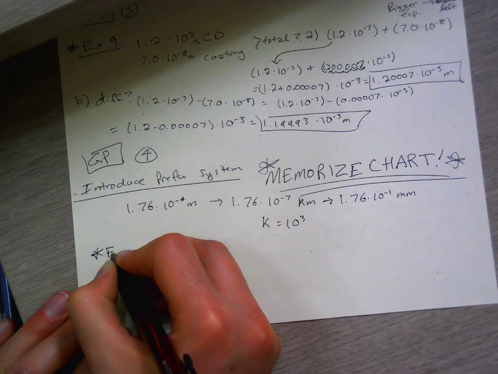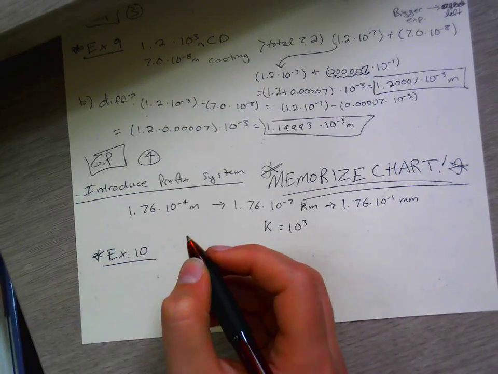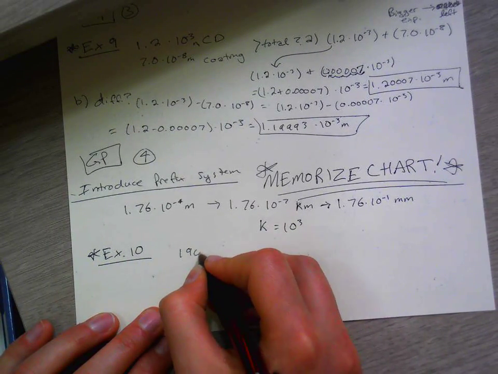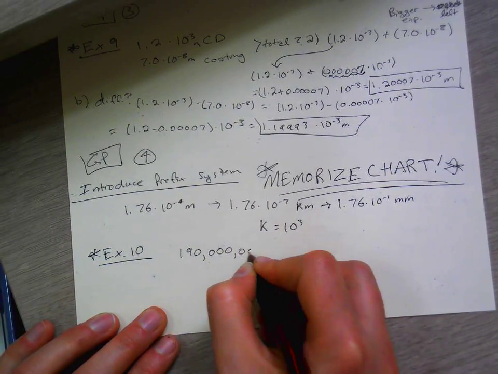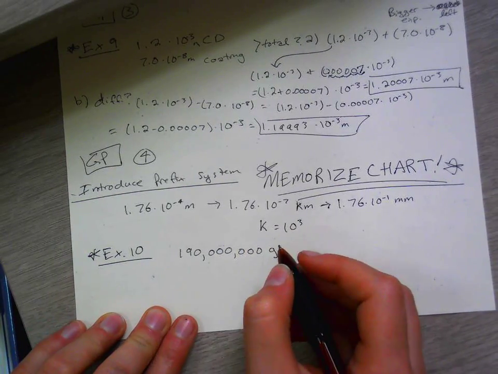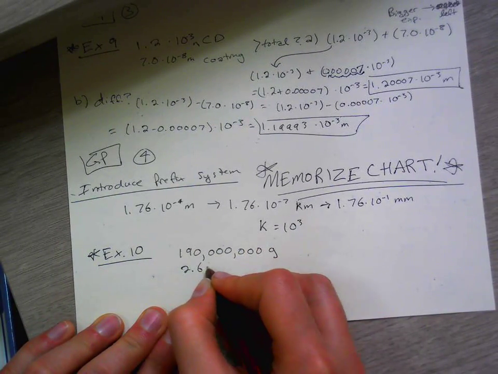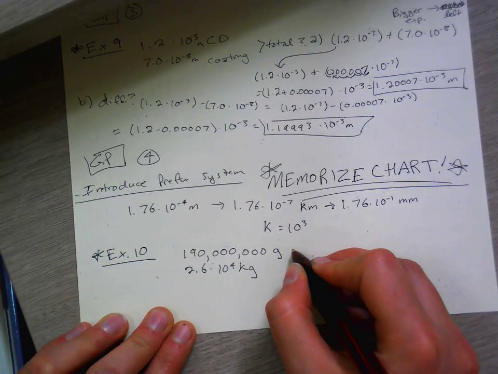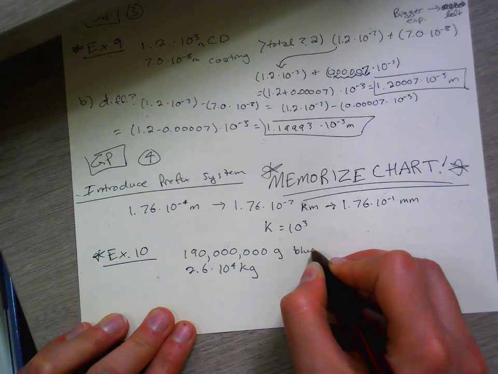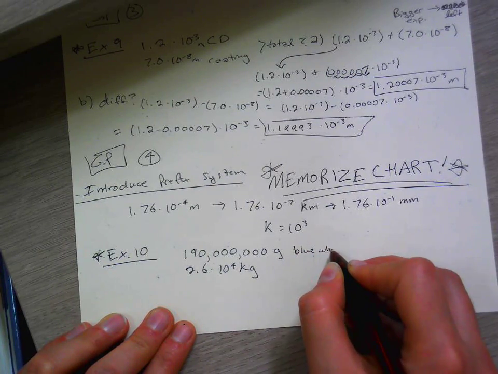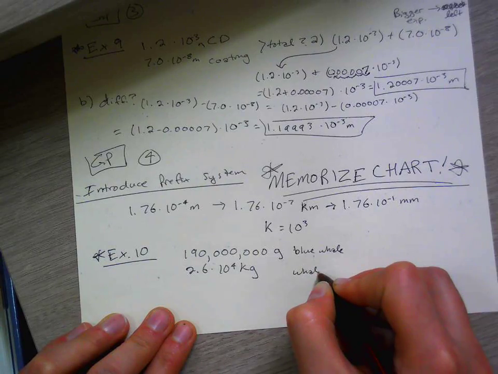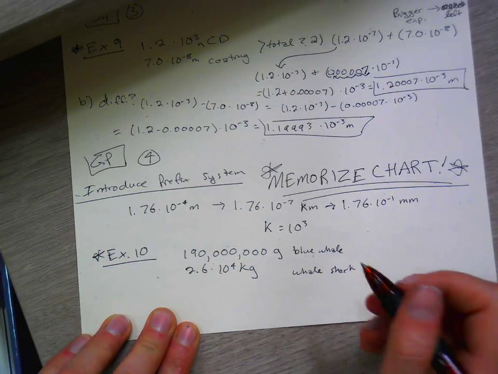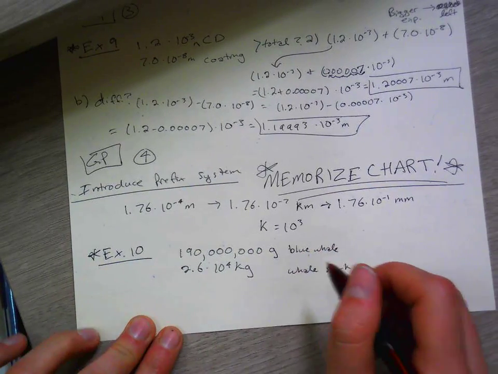Okay. Example 10. Add and subtract numbers in different forms. Here we go. A blue whale has a mass of about 190 million grams. The mass of the whale shark is approximately 2.6 times 10 to the power of 4 kilograms. Okay, so this is the blue whale, and this is the whale shark. Now, what is the approximate sum of the masses of the blue whale and the whale shark?